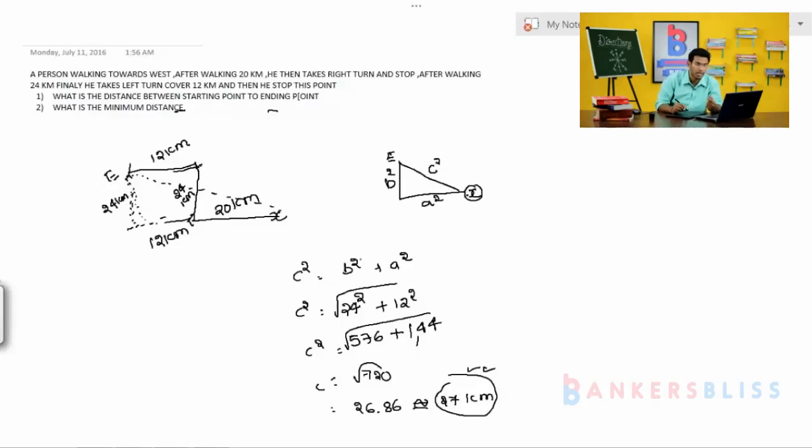If the question is asking what is the minimum distance, or what is the distance between the starting point and the ending point, and we have this type of arrangement, it is a right angle diagram. We apply this formula and solve it. Otherwise, we apply the common method that we used in our last problems. Okay, then move to the next one.